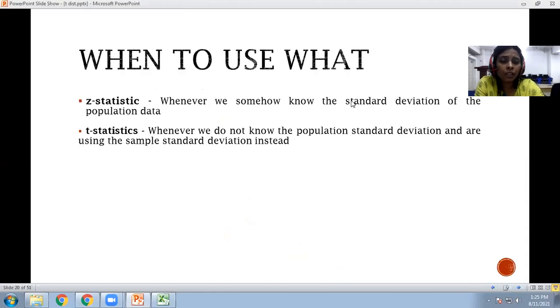Now, when to use what? Like I was saying, when you know your population standard deviation, then use Z statistics. If you do not know your population standard deviation, and if your sample standard deviation is given to you in the question, then you can use T statistics. Otherwise, from the data set which has been given to you, you can calculate the sample standard deviation and then use it. So in these cases only, you will use either Z statistics or T statistics, depending upon the situation.